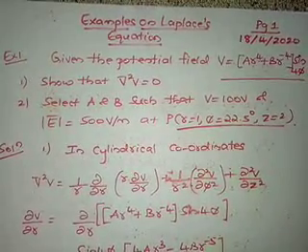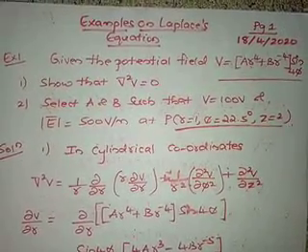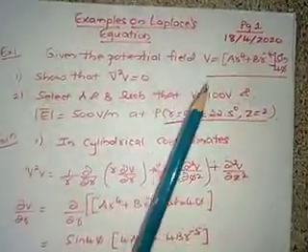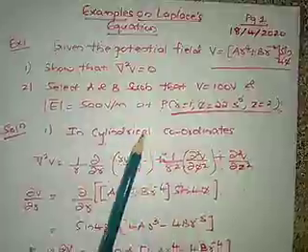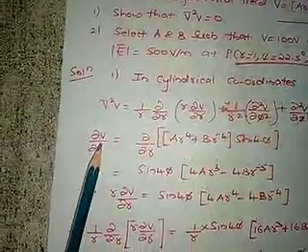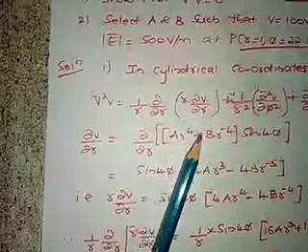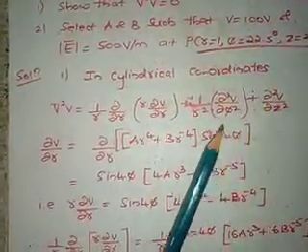As the coordinates R, phi and Z are given, it is clear that it is a cylindrical coordinate system. Here also in the equation they have given R and phi, so it is a cylindrical coordinate system. In cylindrical coordinate system, the equation for del square V is given by 1 upon R dou by dou R of R dou V by dou R, plus 1 by R square of dou square V by dou phi square, plus dou square V by dou Z square.